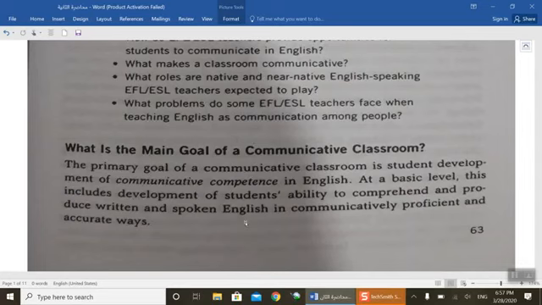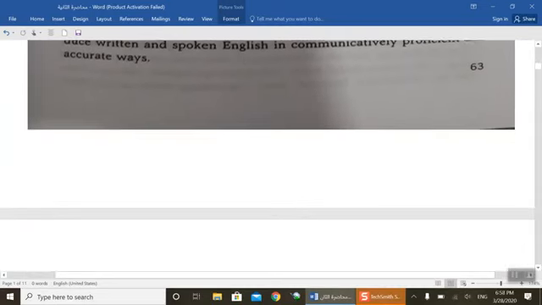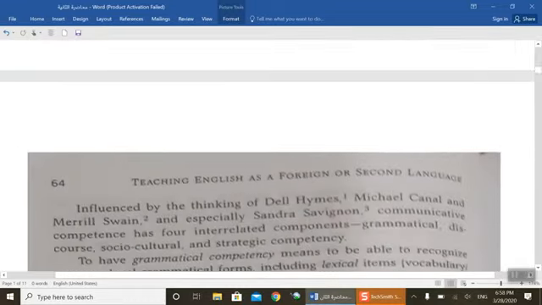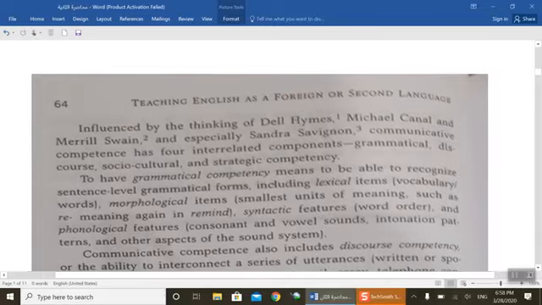The students should have communicative competence. They should be able to speak and to write well. This is the main idea. The students should be able to communicate well without making many mistakes in speaking or in writing. We will talk about communicative competence in some detail.